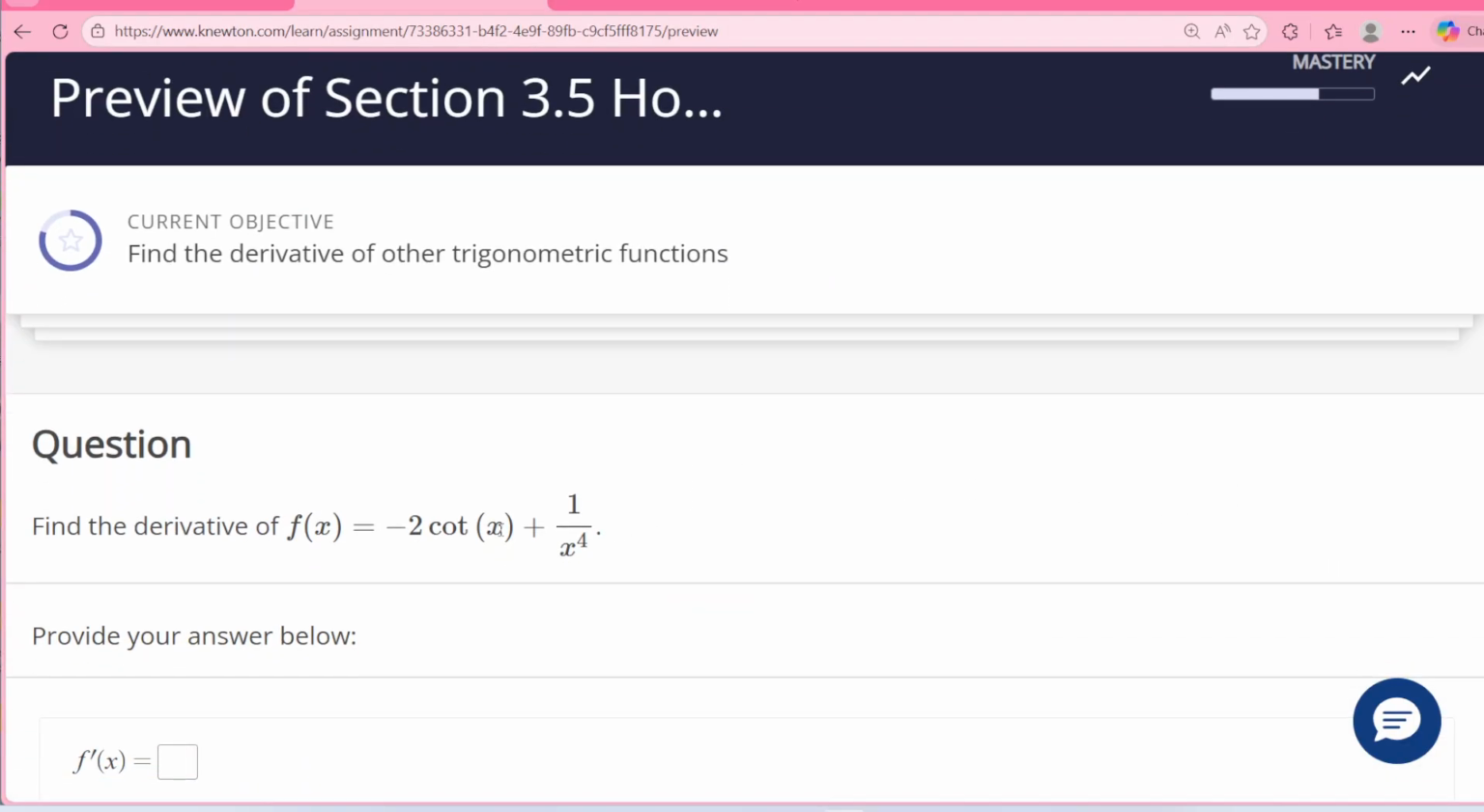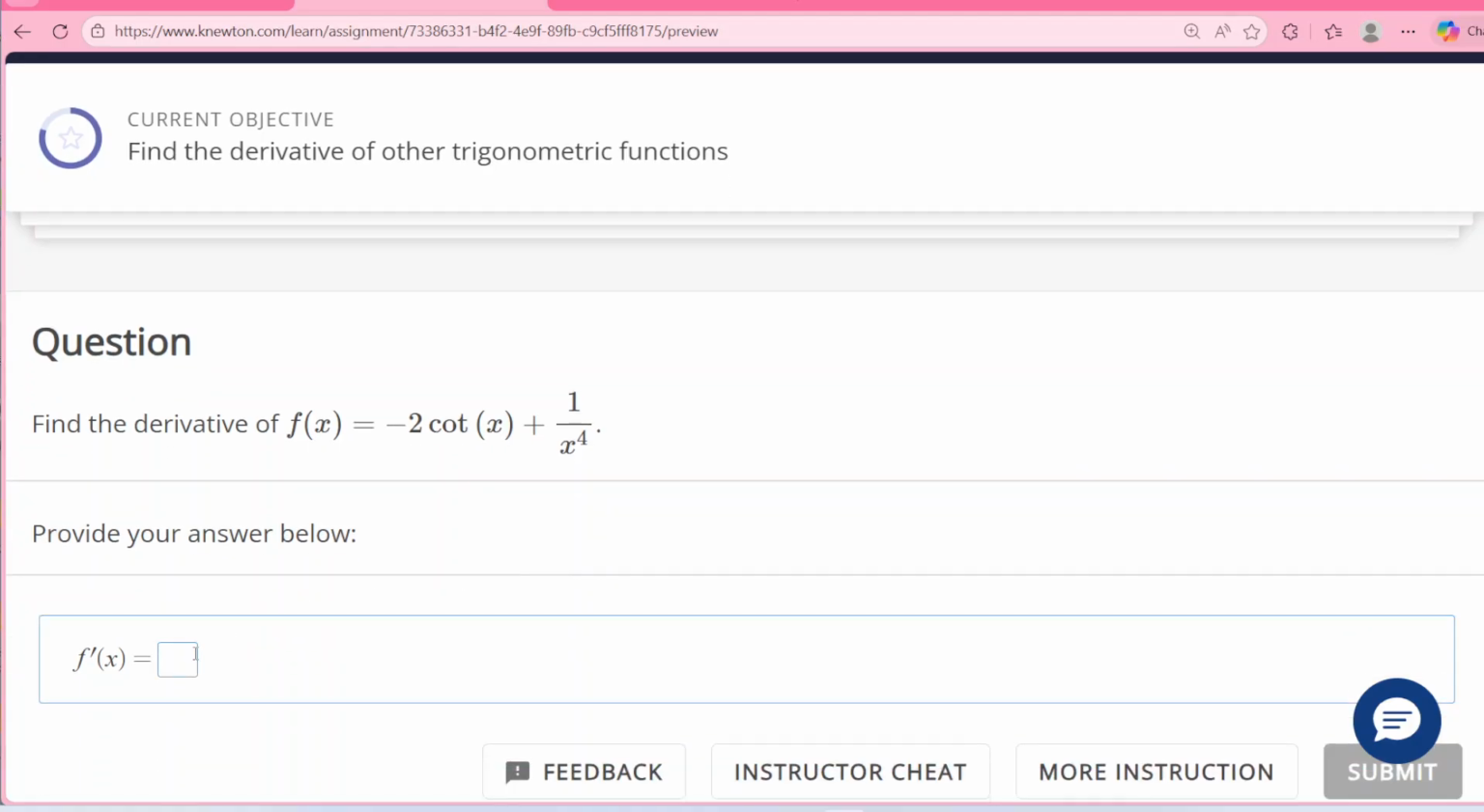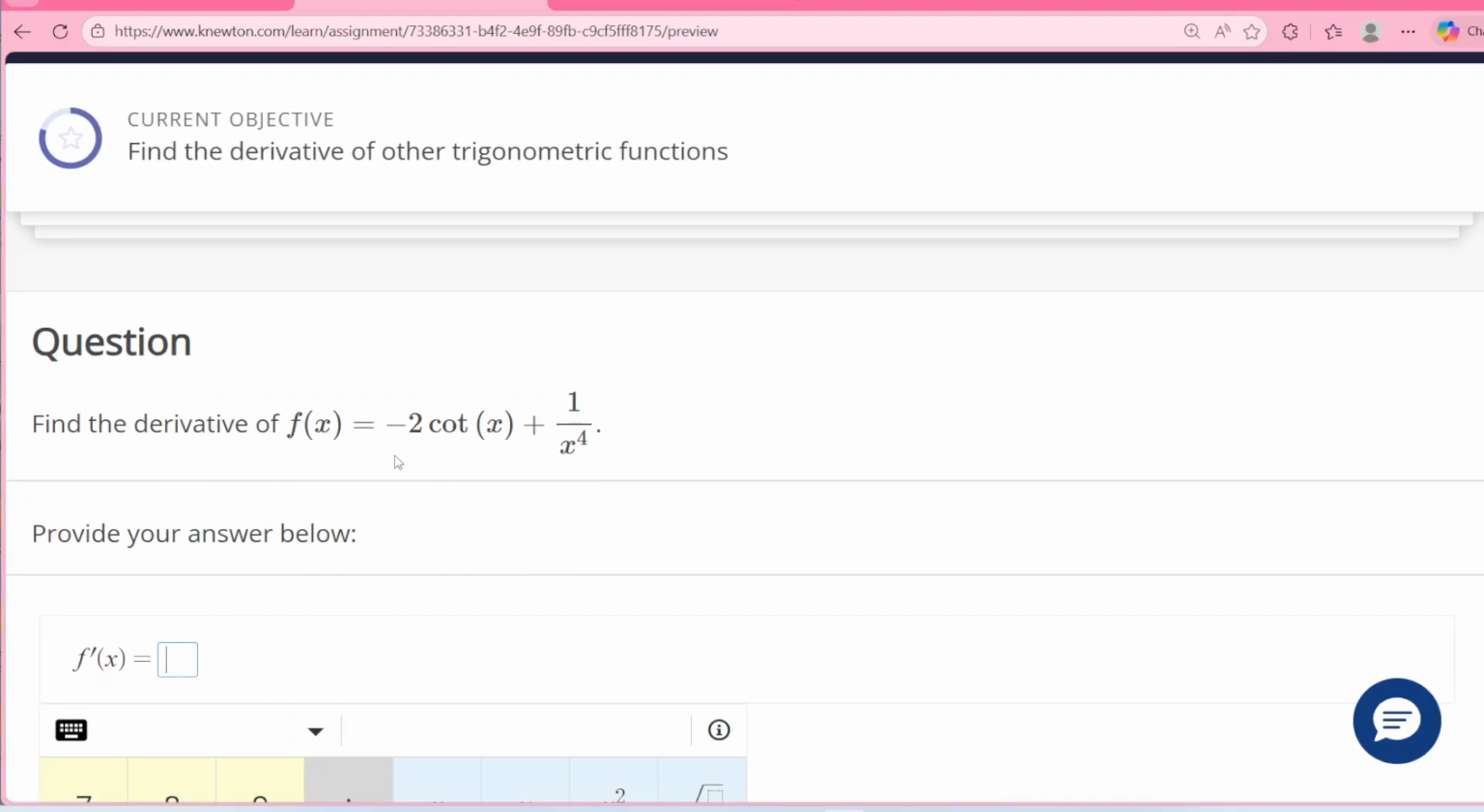All right, so here's another one where it says two terms. We saw something similar to this where you see this 1 divided by x to the fourth. You could use the quotient rule there, but I would rather think of this as x to the negative 4 power and then apply the power rule. Okay, so for that first term, derivative would be negative 2 times negative cosecant squared, right? So that's positive 2 cosecant squared.